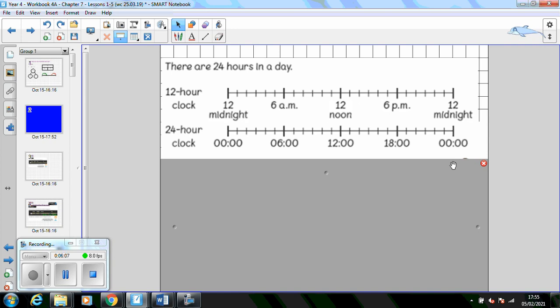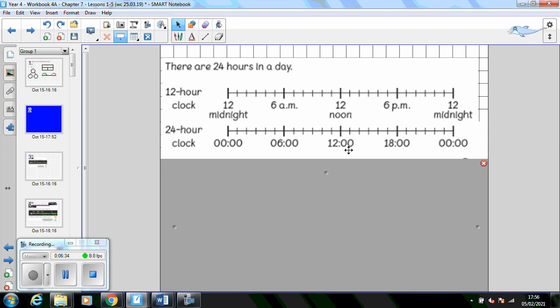On the 24-hour clock, we write it slightly differently. Our midnight is no hours and no minutes. We have 1 a.m, 2 a.m, 3 a.m, 4 a.m, 5 a.m, and then as we get to 6 a.m, you can see that we have 6 hours and no minutes. We get through to 12 noon and we have 12 hours and no minutes.